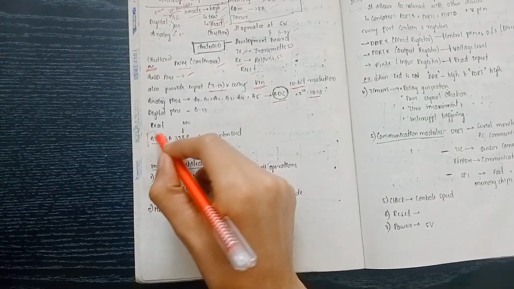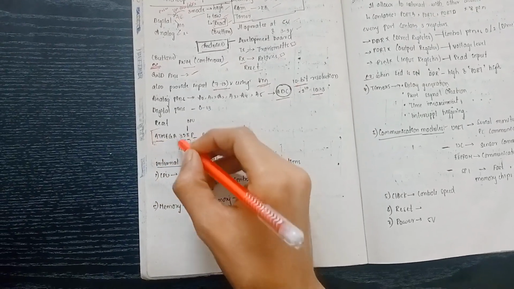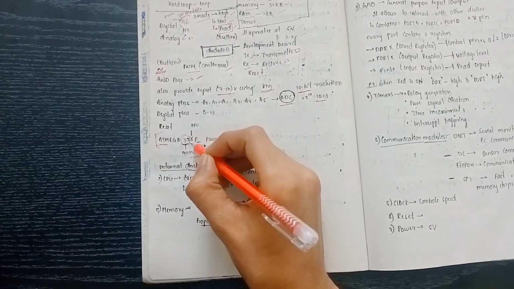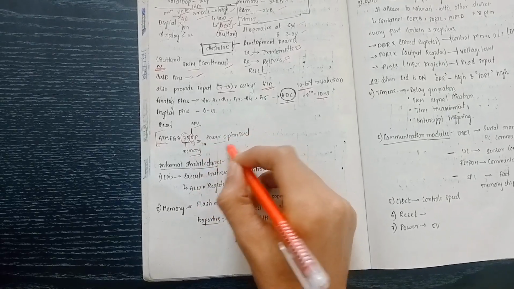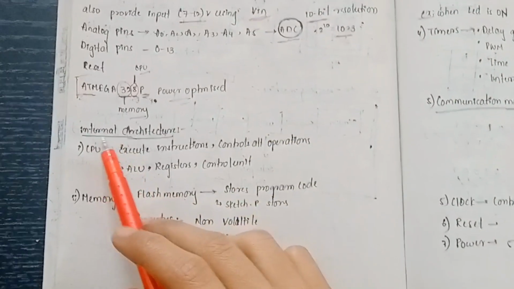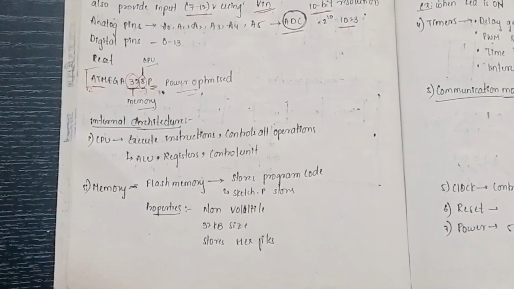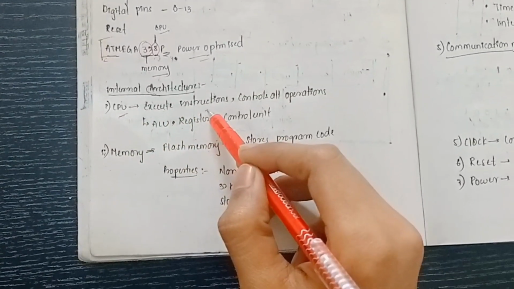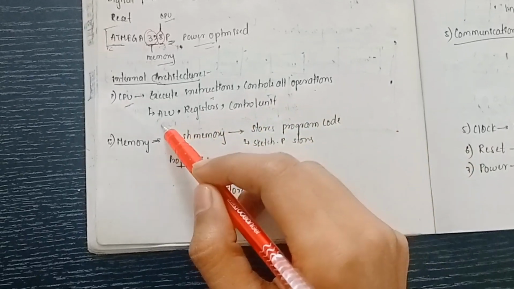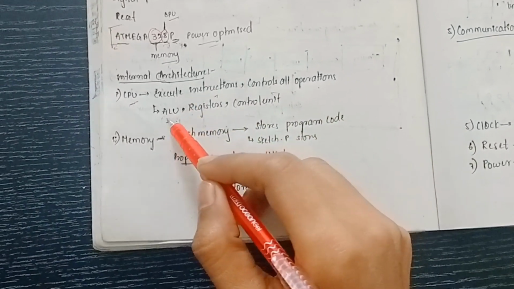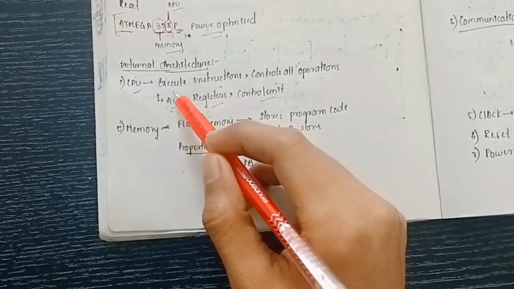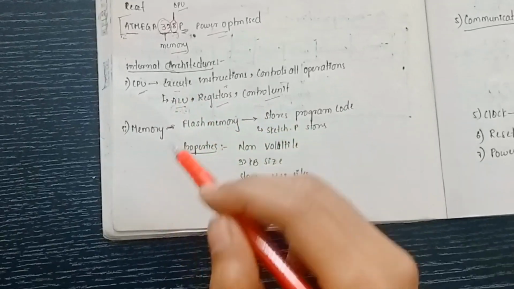Here the brain model of Arduino would be ATmega328P. 32 indicates the memory of the microcontroller, 8 indicates 8 bits of CPU, and P indicates the power optimization for the chip. So let's get deeper into the structure of the ATmega internal architecture. The CPU executes instructions and controls all the operations. The arithmetic logic unit, registers and control unit perform the task to execute instructions.